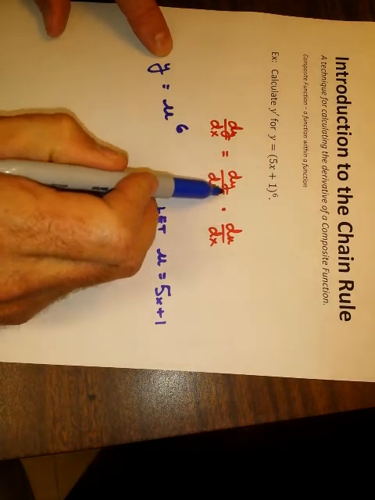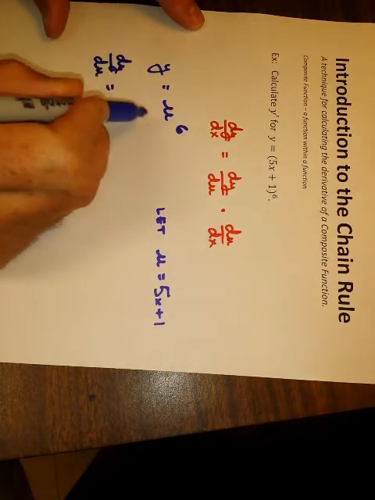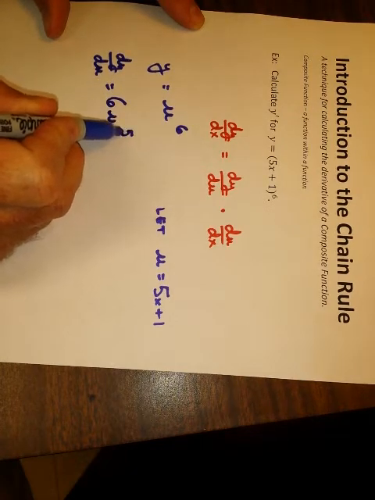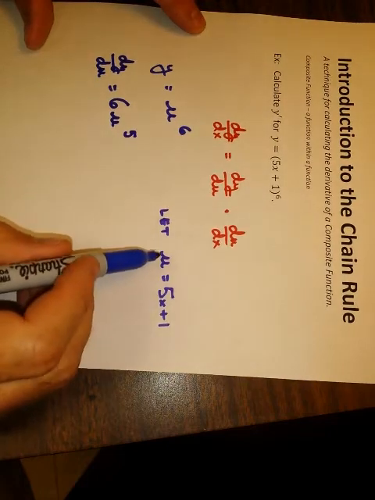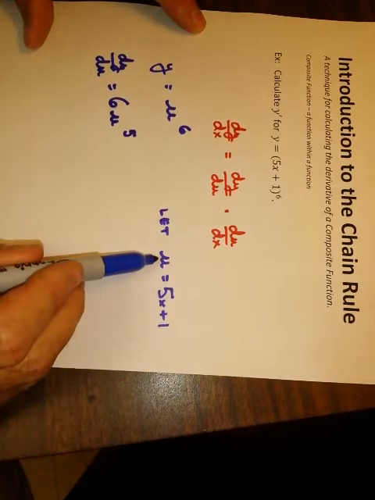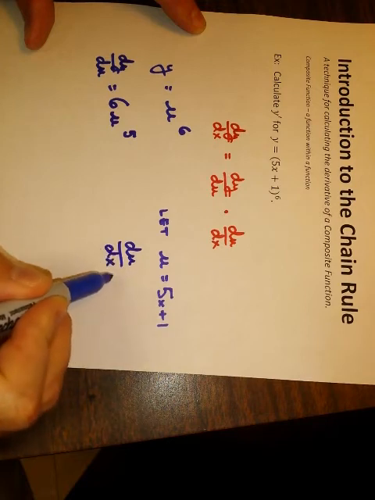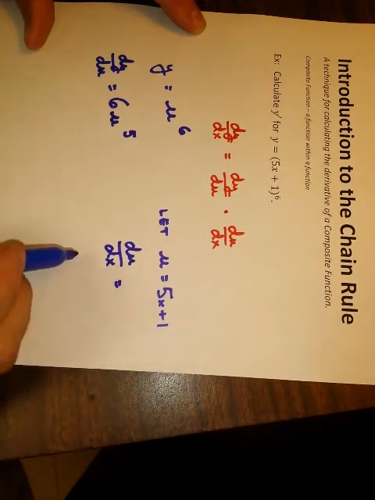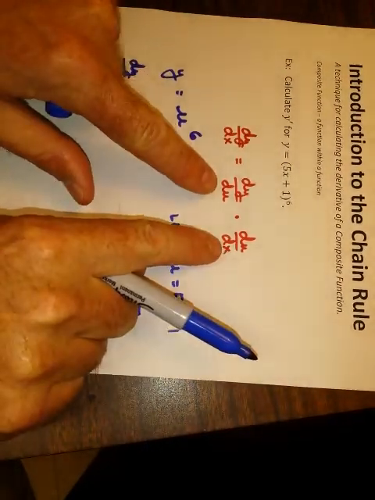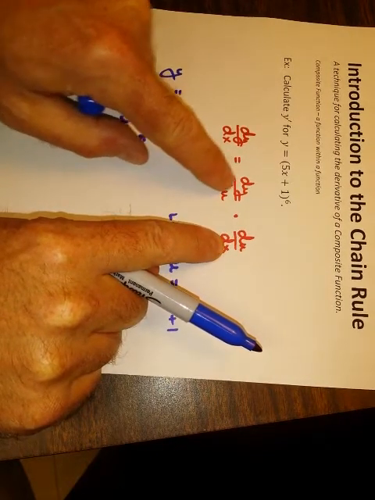That's this little quantity right here, how that looks. So we know that the derivative of u to the 6th power, use our power rule here, is 6u to the 5th power. And over here, we need to calculate what du/dx is. That's the derivative of u with respect to x. So that's going to look like this. And once again, use our power and constant rule here. du/dx is 5.